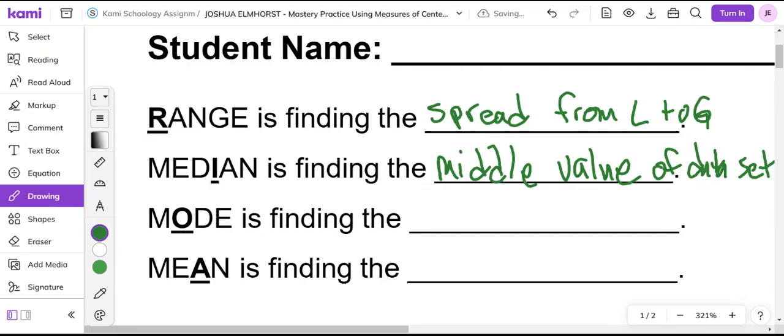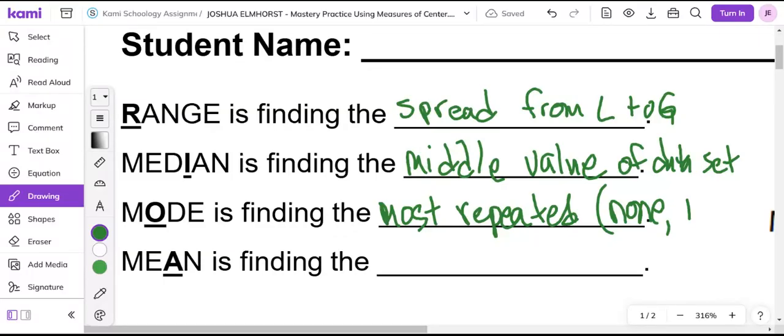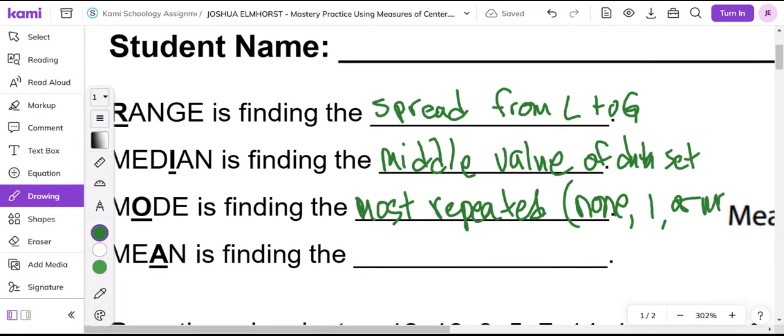And another word for mode is going to be the most repeated or most popular. And you could have none, you could have one, or more than one mode.